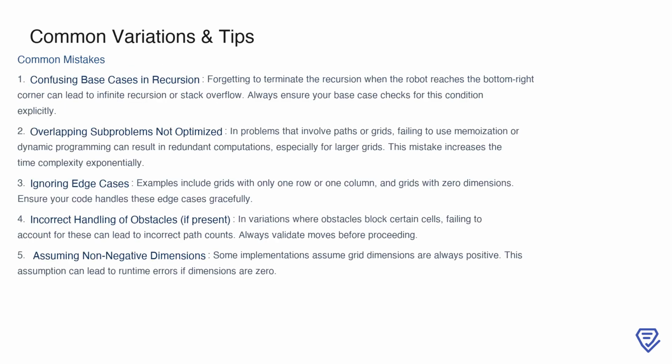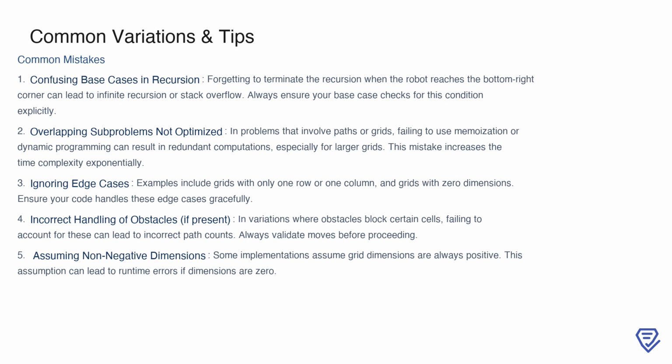When solving the unique paths problem, there are some common mistakes to watch out for. One major issue is confusing the base cases in recursion. If you forget to terminate the recursion when the robot reaches the bottom right corner of the grid, your code can fall into infinite recursion or result in a stack overflow. To prevent this, always include an explicit check for that condition. Another frequent mistake is neglecting to optimize overlapping subproblems. Since grid-based problems often involve repeated calculations, failing to use memoization or dynamic programming can lead to significant inefficiencies, especially for larger grids, as the time complexity can grow exponentially.